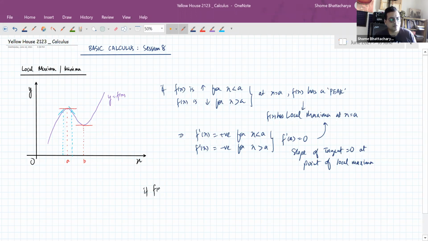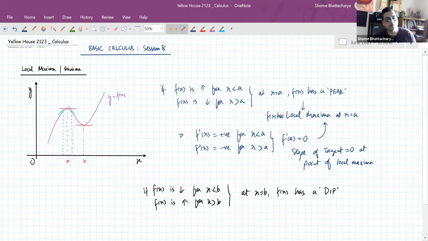but the function is instead decreasing at a point before b, and the function is again increasing after. And precisely at x equal to b, the function has a sort of a dip point, or what we call a point of local minima. So once again, in terms of the derivative, if we look at the slope of tangent at any point just before b, it is a negative slope. And the slope of the tangent at any point after b is again a positive slope. But precisely at b, the slope is 0.